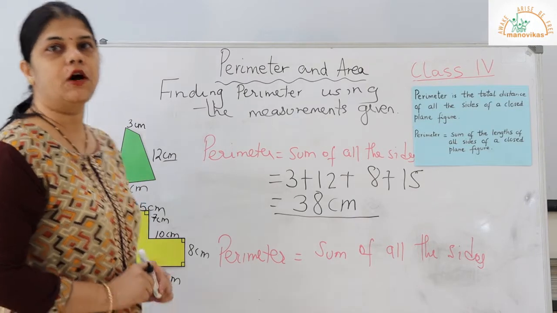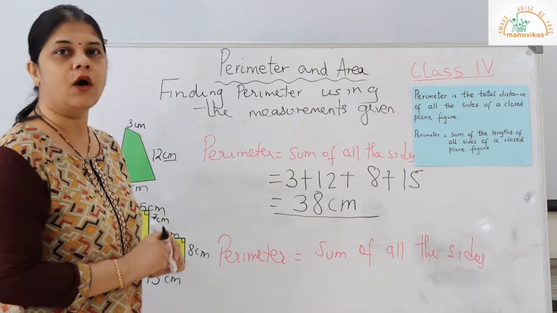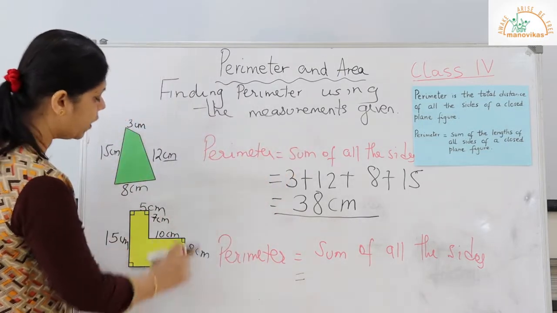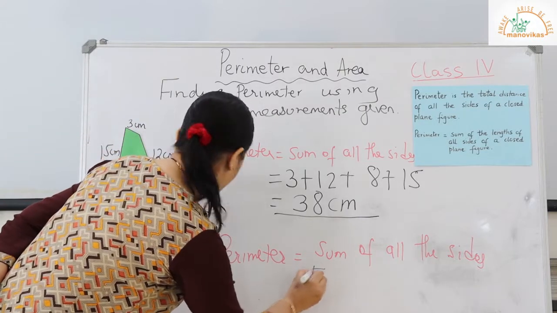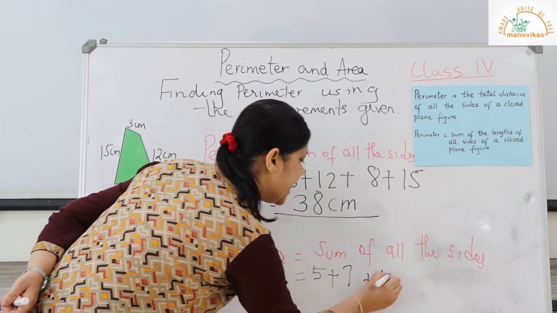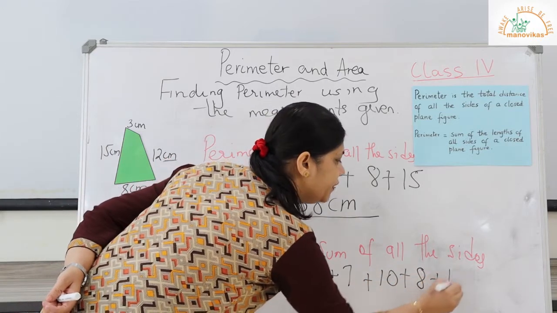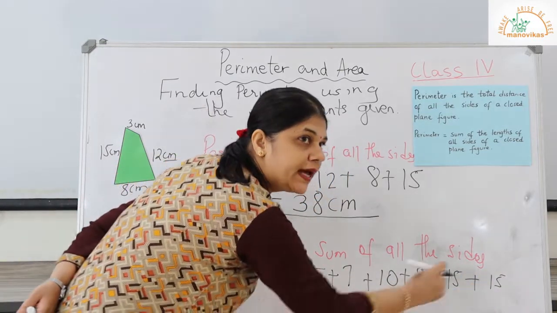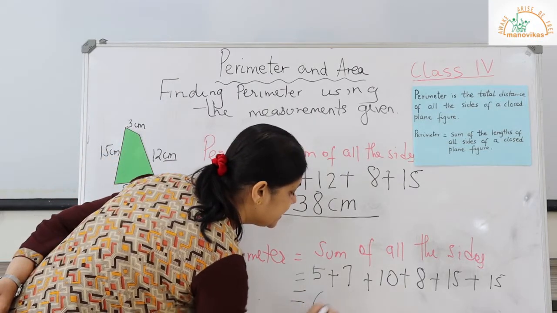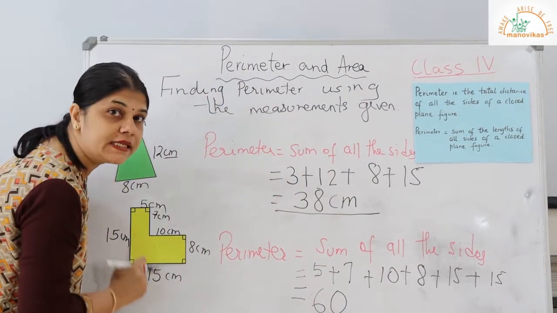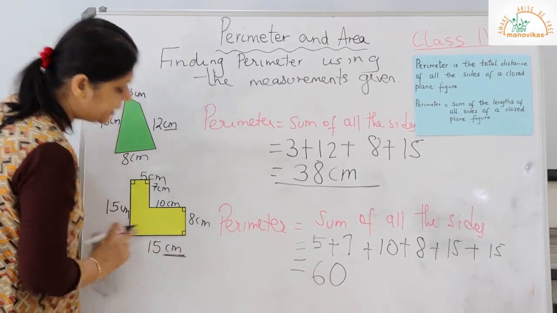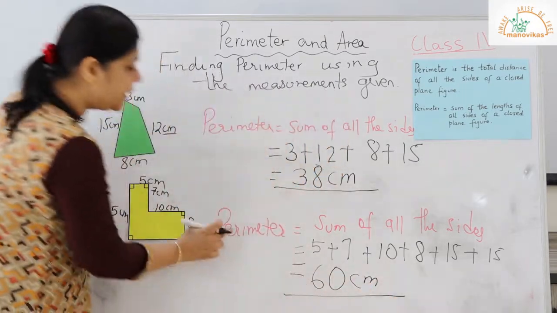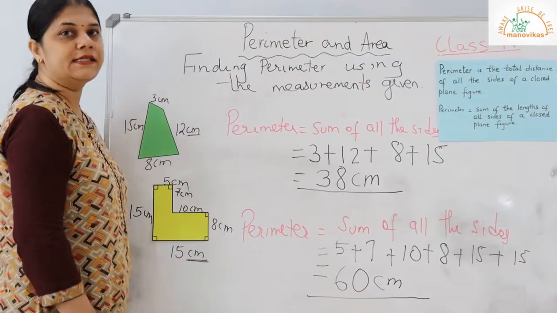To find the perimeter of this figure again, I will have to add all the sides. So let us do it. Now perimeter will be found by adding all the sides. So I will add 5 plus 7 plus 10 plus 8 plus 15 and 50. So after you add, what is the answer you will get? Check out, children. You will get 60. Now again, what units are you going to write? You are going to write centimeters, as all the measurements here are given in centimeters. So perimeter of this figure will be 60 centimeters.